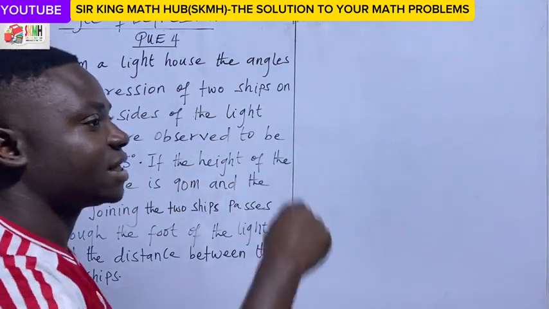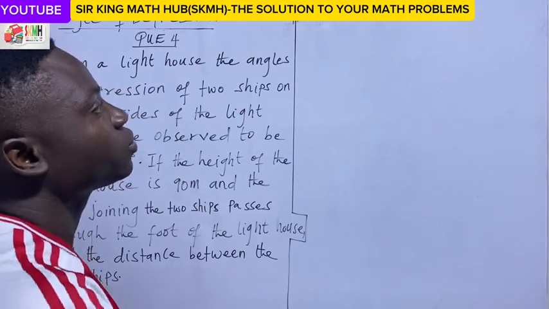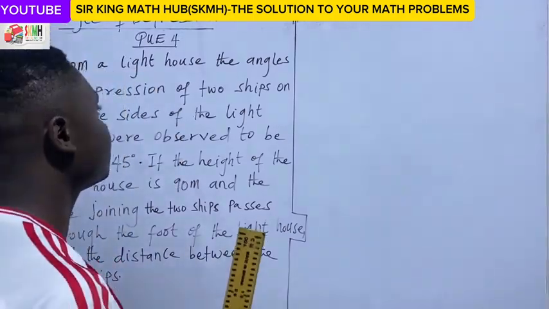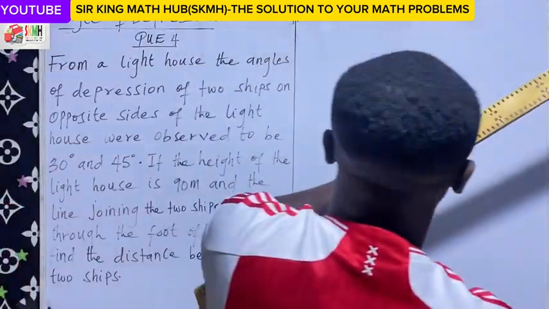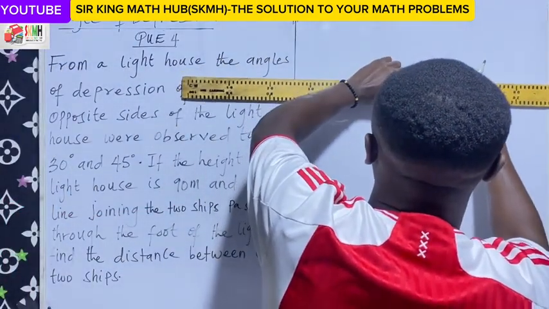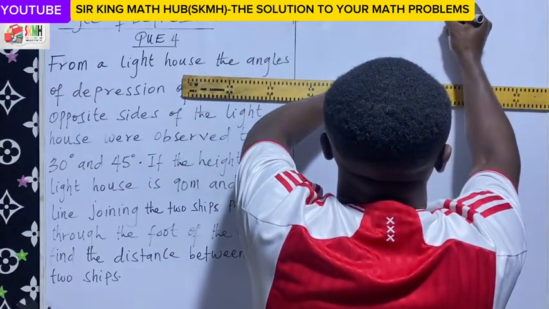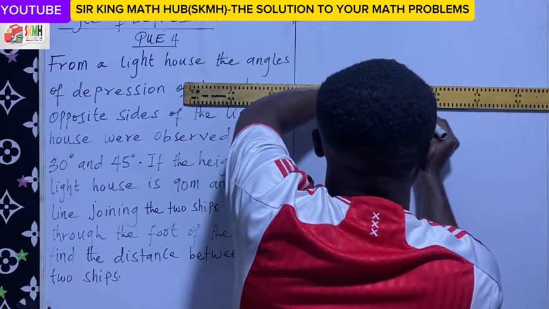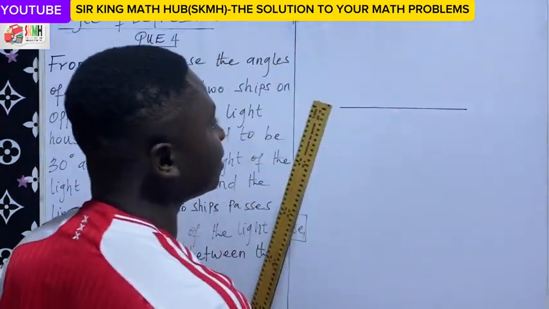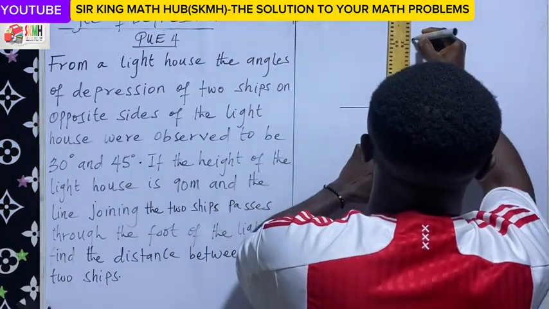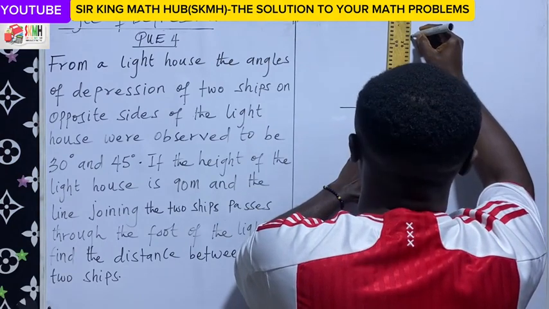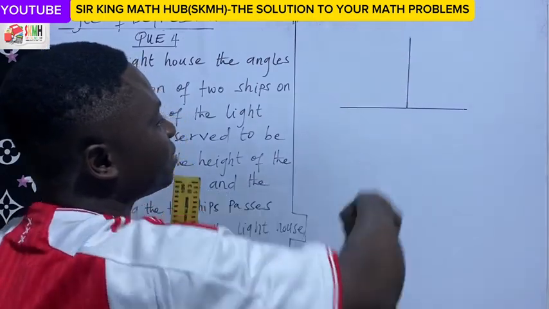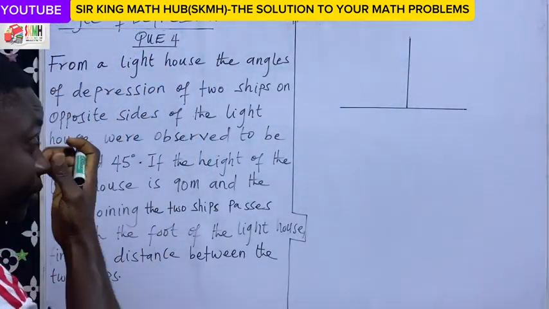So we have a lighthouse. So obviously the lighthouse is built inside the sea. So let's first of all represent that. So we have our sea level. This line here represents our sea level. And then we have a lighthouse.